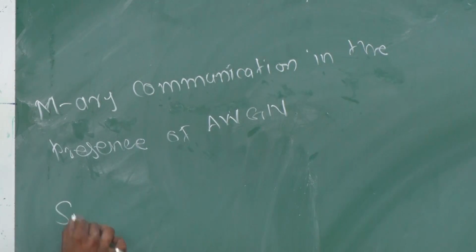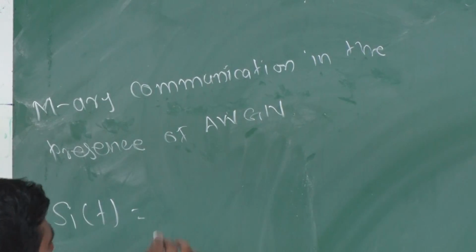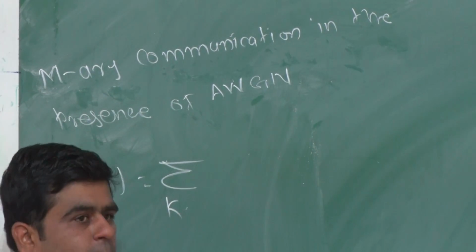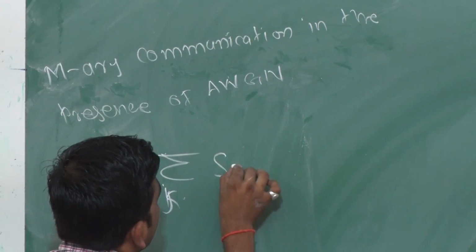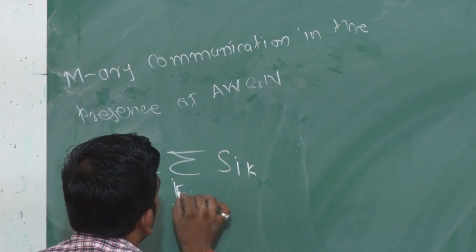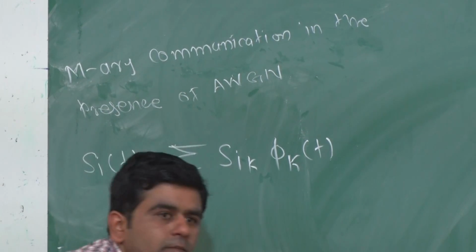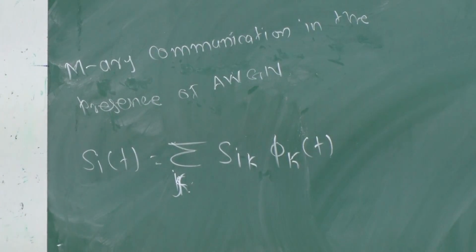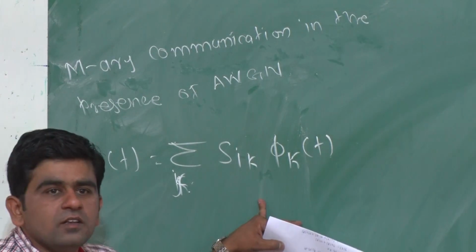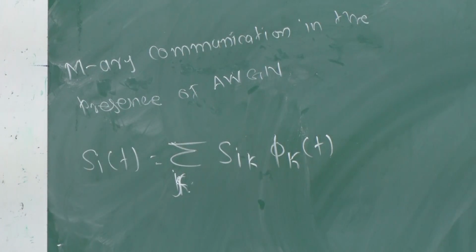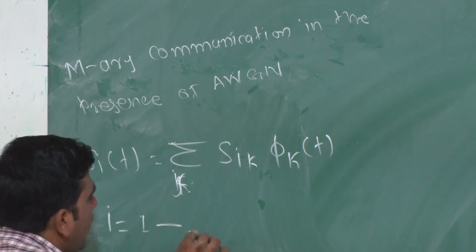So here Si of t is equal to summation over k, Si k into phi k of t. Here Si k is the coefficient. We can see that it is the projection of the signal on the kth basis function, and phi k is nothing but the basis function. So here we are having the signals, where i ranges from 1 to M.